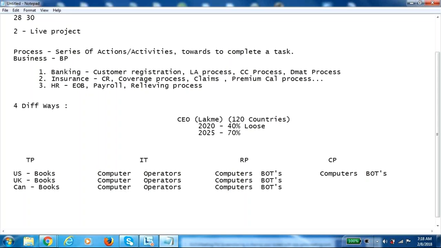I maintained the records in the format of books. I maintained the records in the format of computers. My records are maintained by bots in the robotic process. And in the cognitive process, the bots maintain and analyze the records and everything. So we are going to work in all the processes. This is about the complete business processes we have been doing in industry for decades. Clear? Any questions on this?